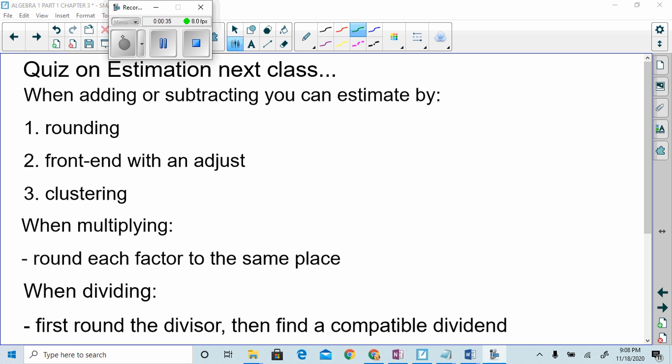And then dividing had a different set of rules. You first round the divisor, and then you find a compatible dividend so that you can divide mentally. All of these methods help us to see if our answers are reasonable. Let's take a look at some problems.